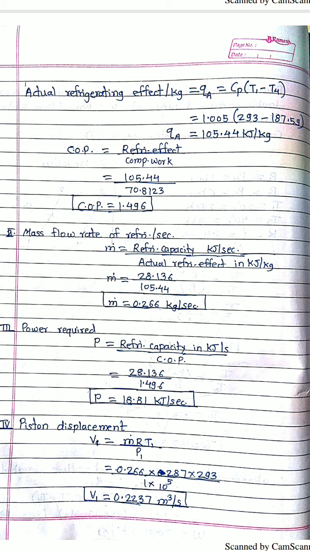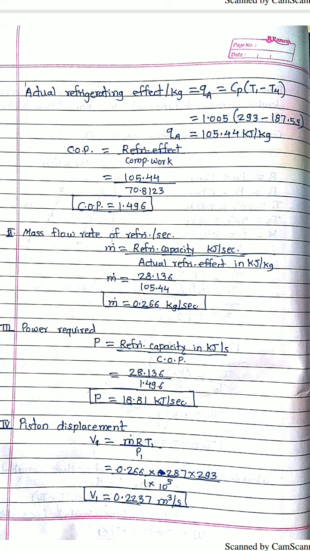So the actual refrigeration capacity is 8 TR. So COP is equal to refrigeration capacity divided by power required. But power required we have to calculate here. So power required is equal to refrigeration capacity divided by COP. So the refrigeration capacity you can take in any term. If you take in TR, you will get power in TR. If you take it in kilojoule per minute, you will get power in kilojoule per minute. If you take refrigeration capacity in kilojoule per second, you will get the power in kilojoule per second. So here we will take the refrigeration capacity in kilojoule per second.